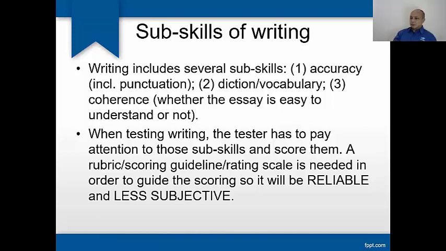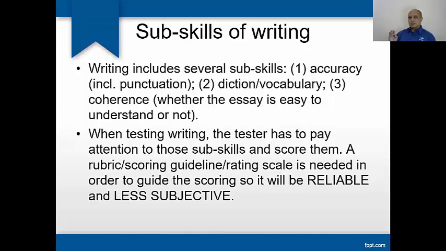So again, a rubric or scoring guideline or rating scale is needed here in order to guide the scoring, so it will be reliable and it will be less subjective. Because without the scoring guideline, then you probably score them according to your subjective opinions, and that is dangerous. When you let too much subjectivity into your judgment, into your scoring, then your scoring is not reliable.